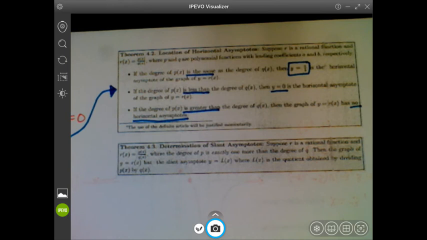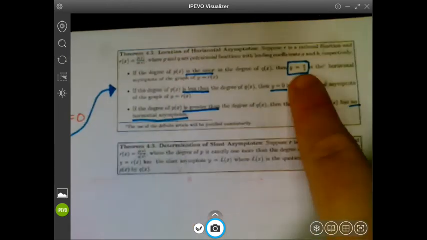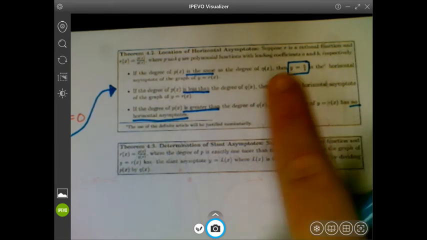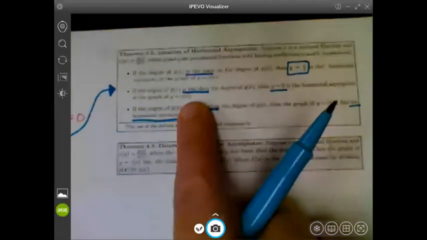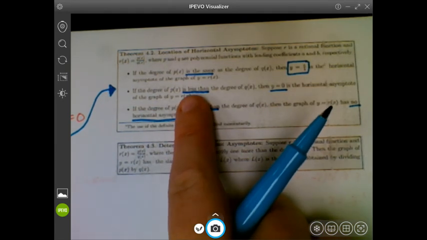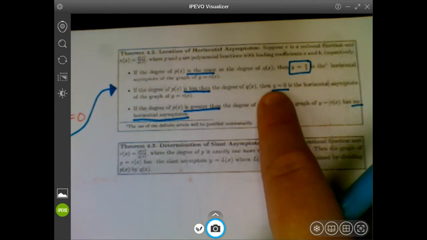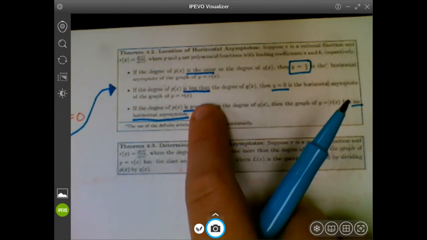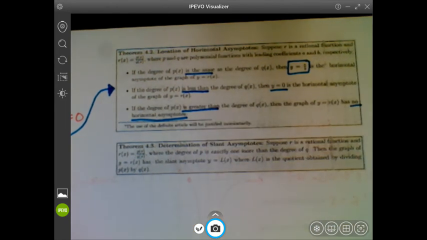So what we're going to do is compare the numerator and denominator. We're going to compare the degree, so the highest power. If they're the same, then we're going to use the coefficients. If the bottom is bigger, it's at y equals 0. If the top is bigger, then there is none.